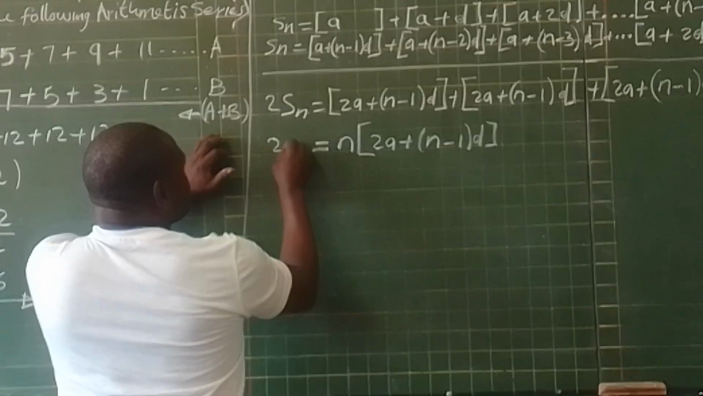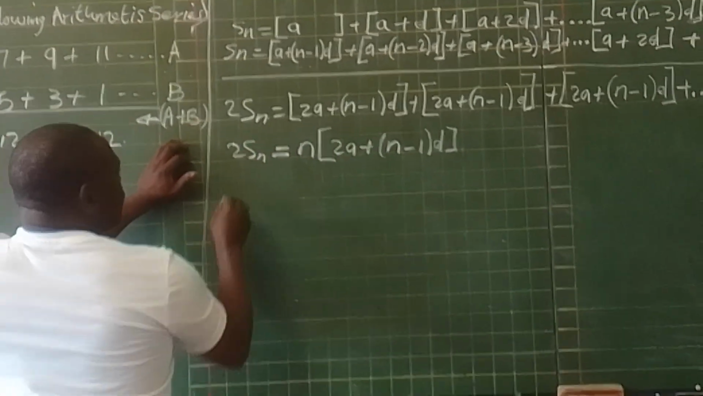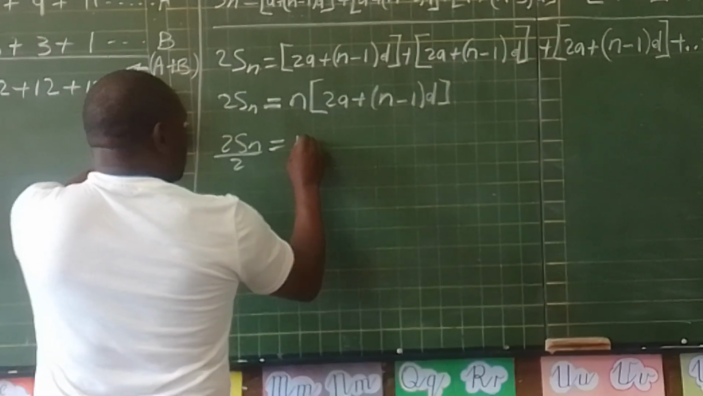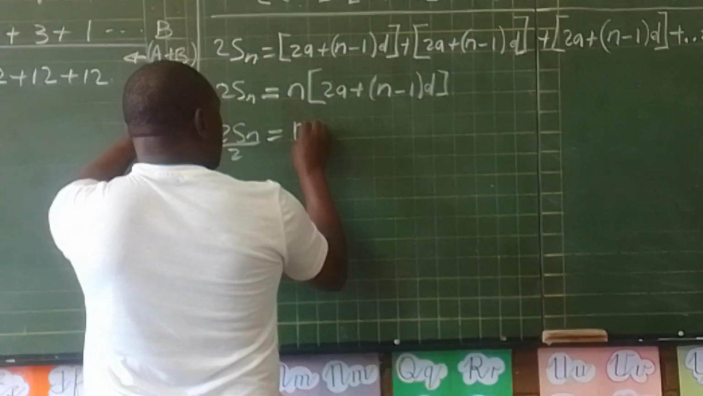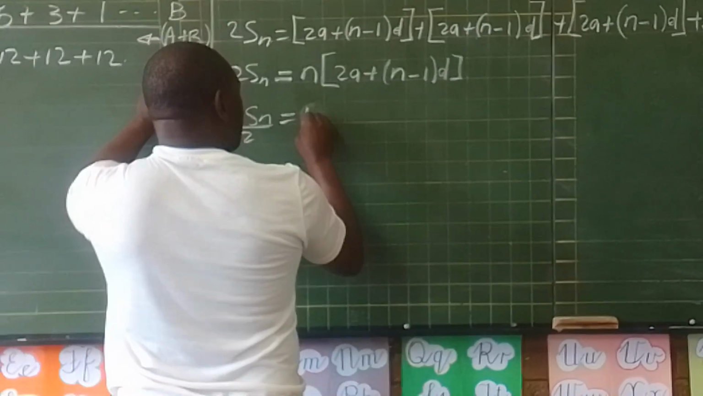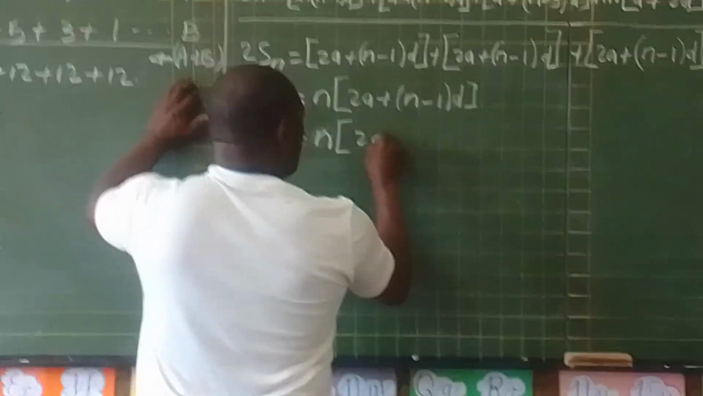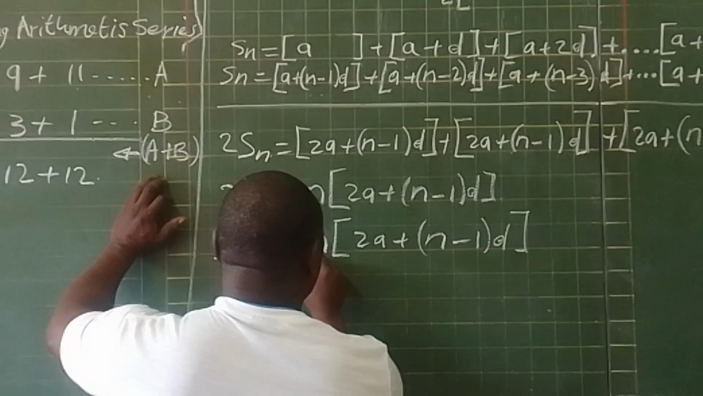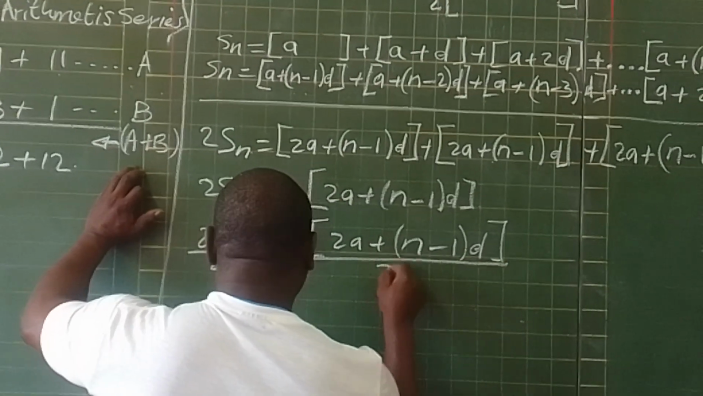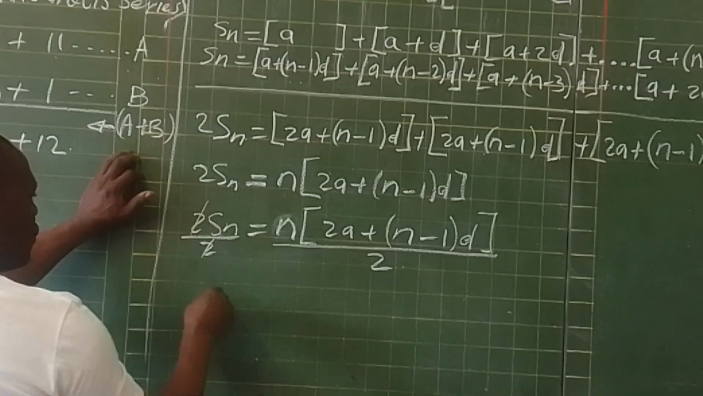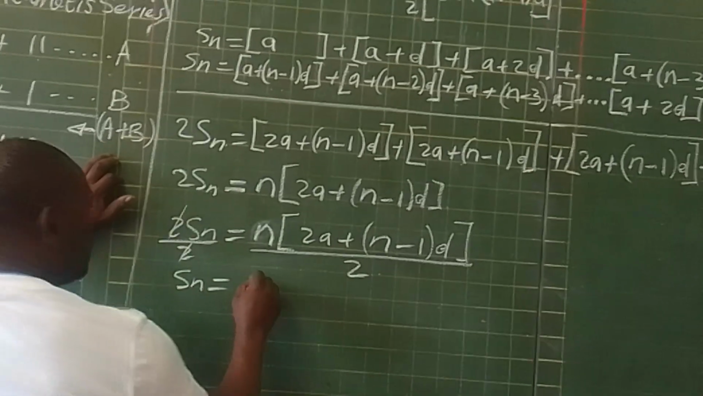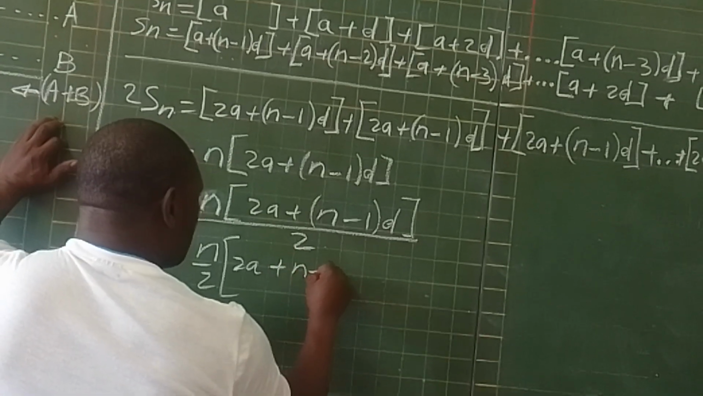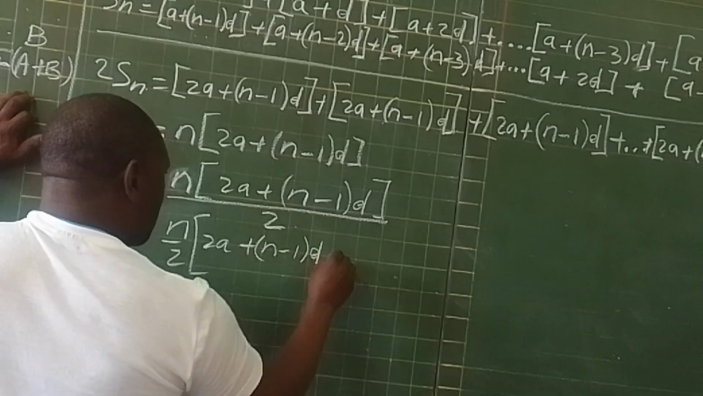Now, this is 2Sn. You divide 2Sn by 2, you get n, 2a plus n minus 1d, divide all by 2. 2 cancels 2, you have Sn is equal to n over 2 of 2a plus n minus 1d.